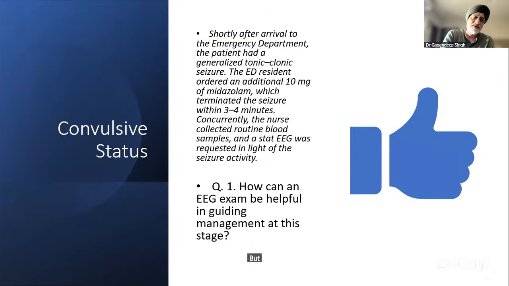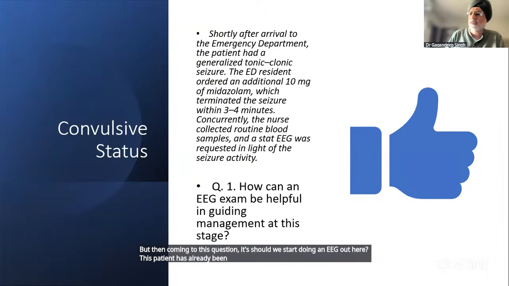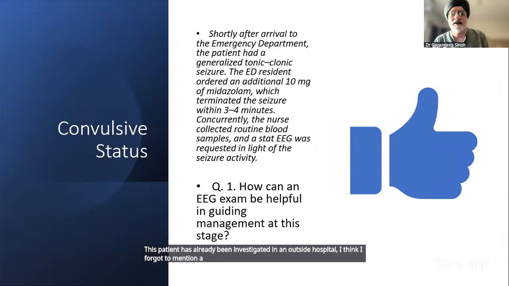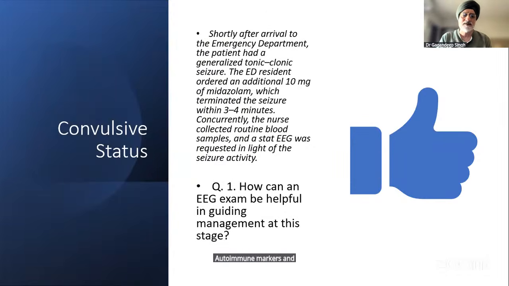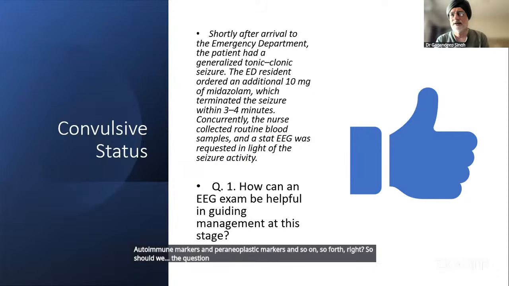But then coming to this question, should we start doing an EEG out here? This patient has already been investigated in an outside hospital. I forgot to mention a lumbar puncture was done as well, and a lot of samples were sent, including autoimmune markers and paraneoplastic markers and so on so forth, right? So the question is, should we be doing an EEG exam at this stage? And if at all, how would it really be helpful in this stage?